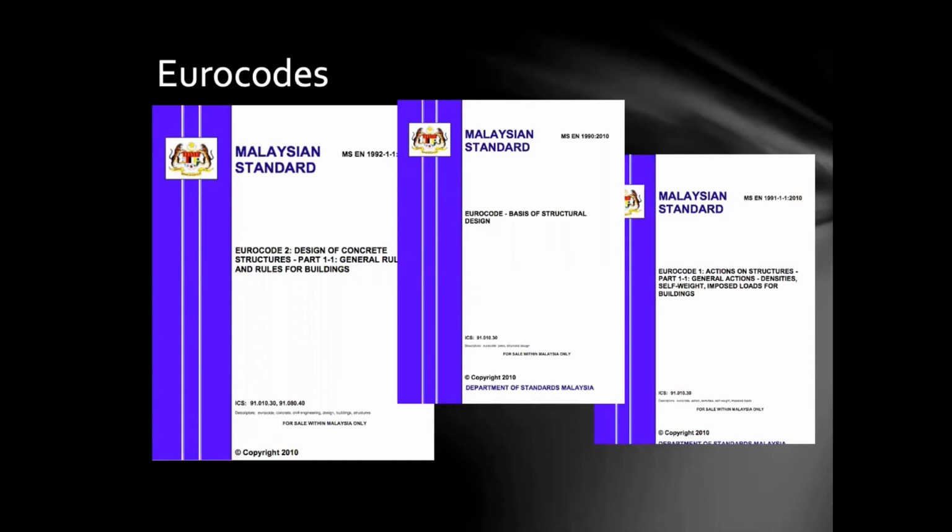Dipanggil Eurocode 2. Eurocode 1 is the major. So dia punya father dia tu Eurocode sahaja. Jadi bila concrete dipanggil Eurocode 2. So yang ini basic sekali. And then bila you buat design, we need to refer another code dipanggil actions.